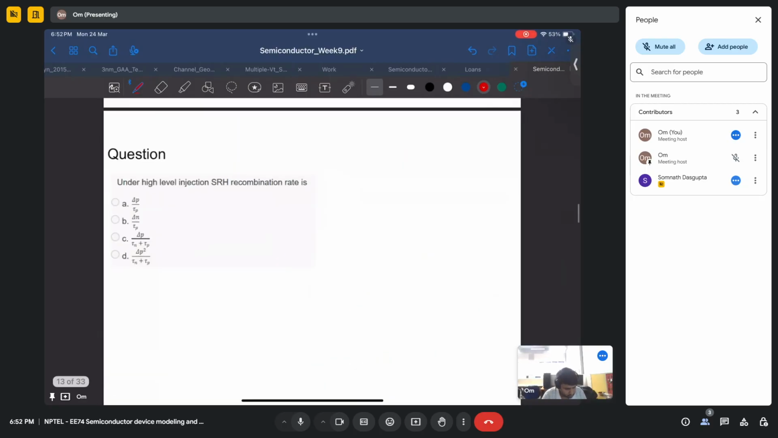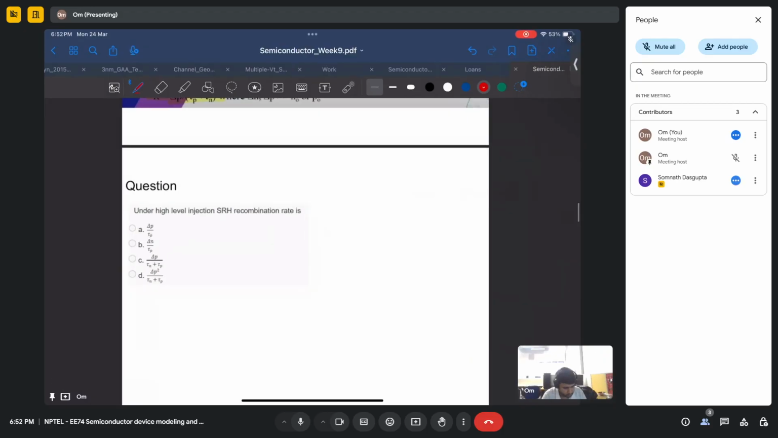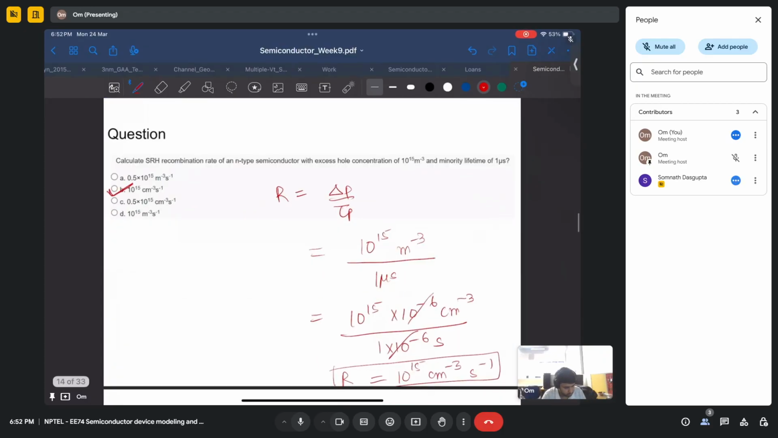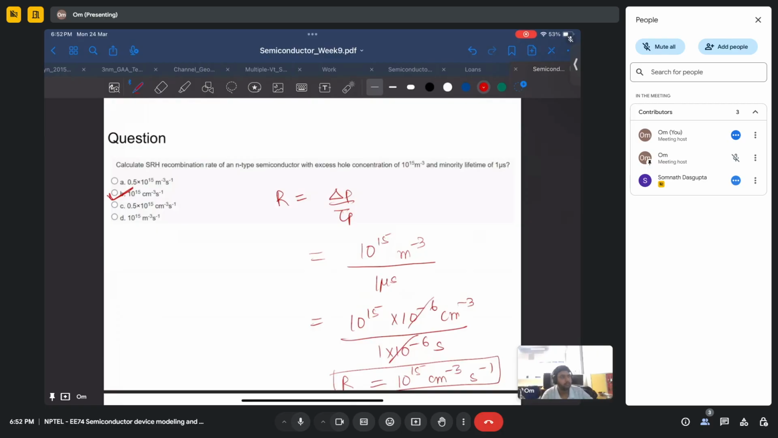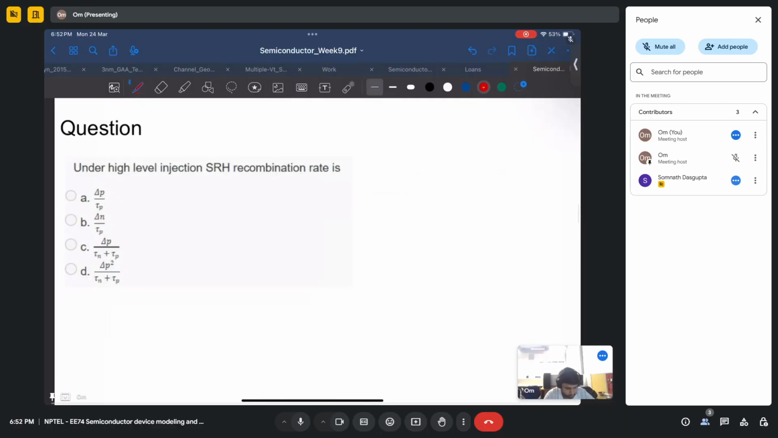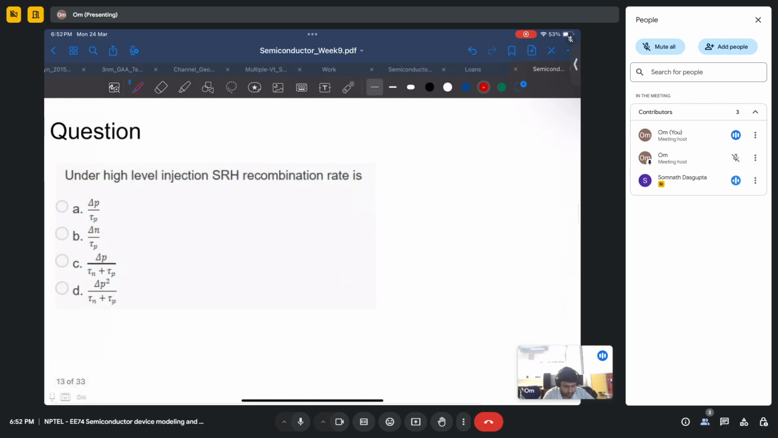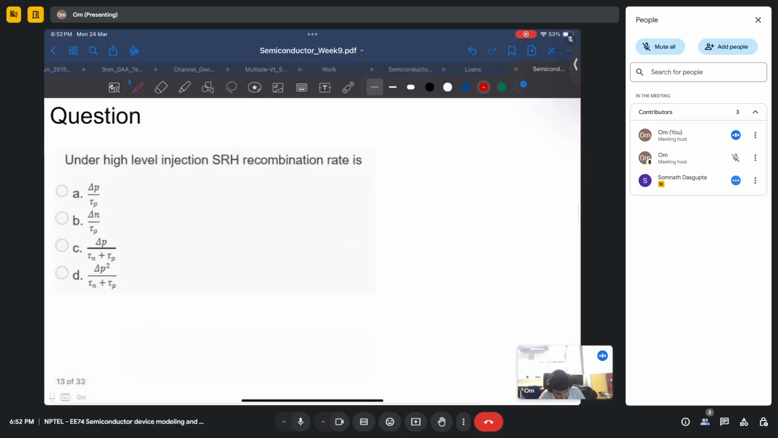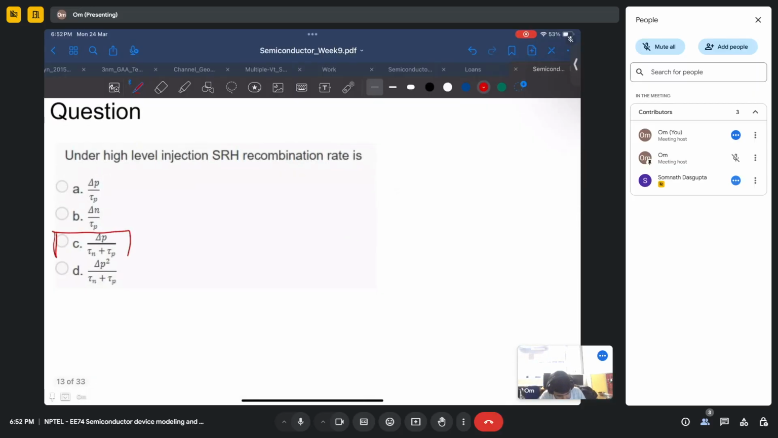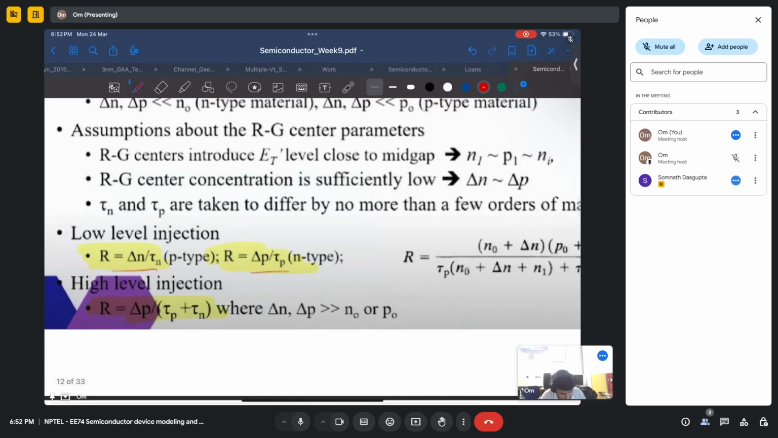Okay, so let's check this question now. Let's take this question. Under high level injection, this we have just seen now. It is delta P upon tau P plus tau N.